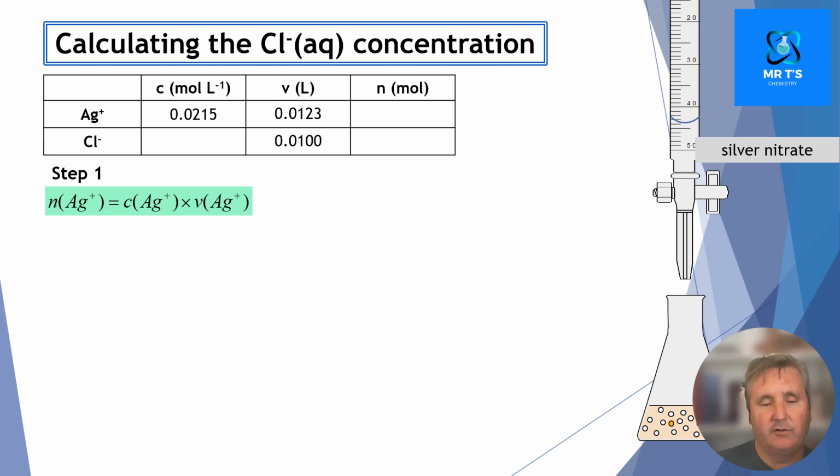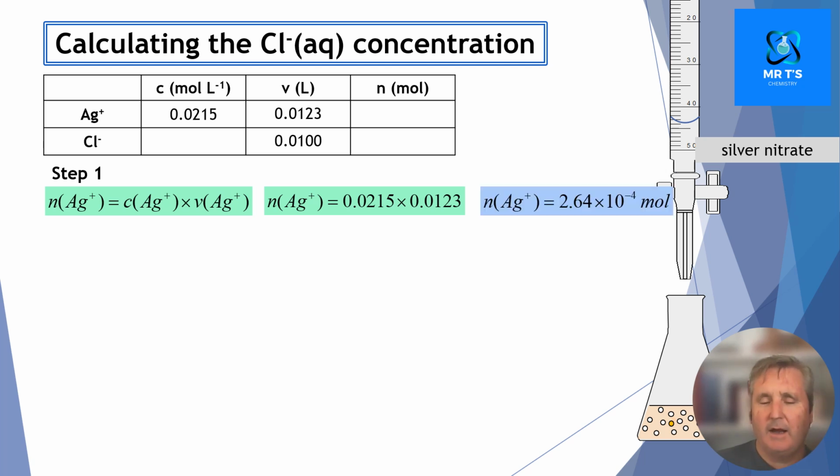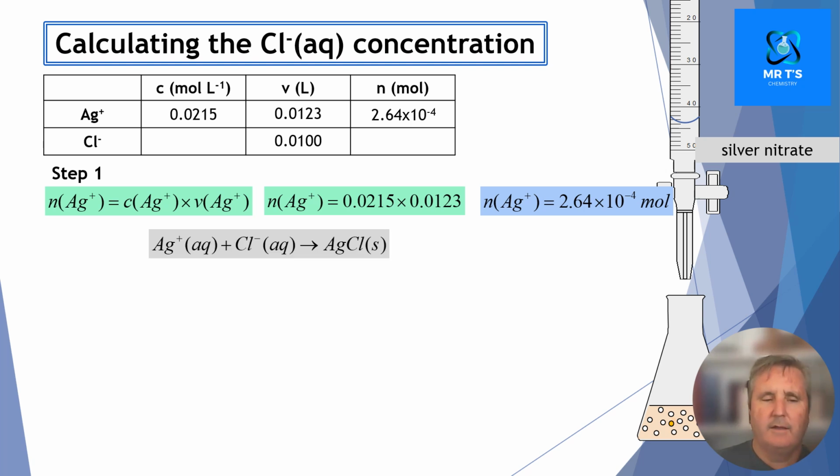The moles of the silver ions equals the concentration of the silver ions times the volume. I put the equation down first. The second thing I do is I substitute the values from my table, or from wherever I've recorded my results, and put them into the equation. So 0.0215 times 0.0123. Then I solve. And my answer here is the moles of silver ions equals 2.64 times 10 to the negative 4. I place this value in my table.